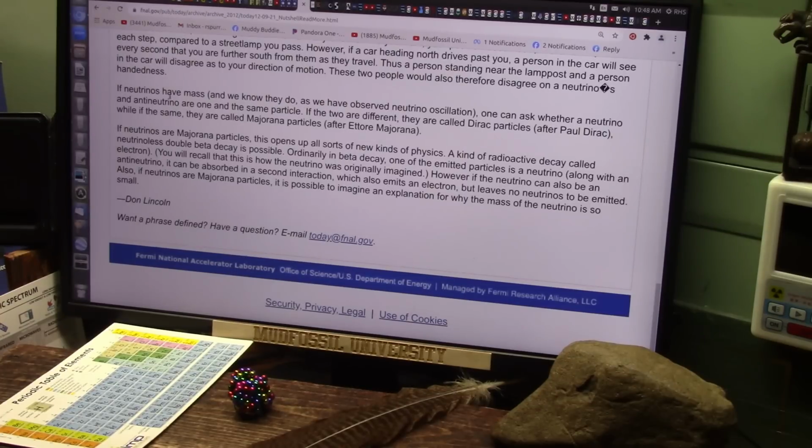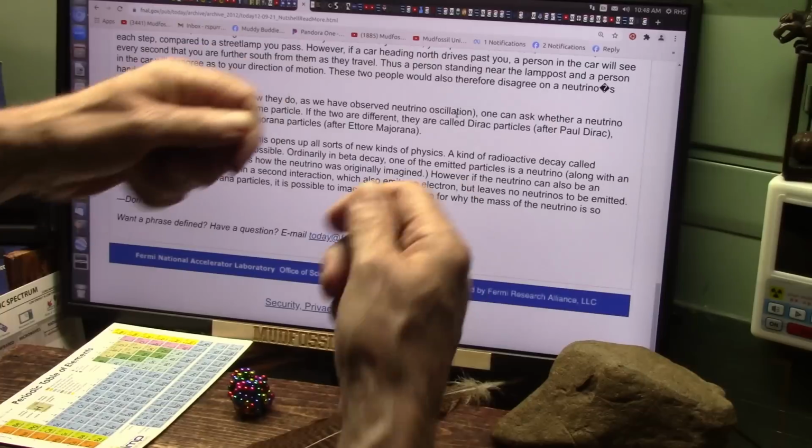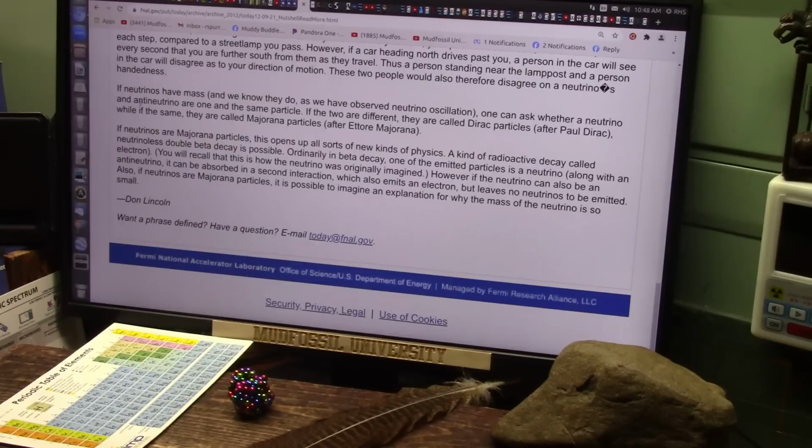Now, he's saying if neutrinos have mass, and he says we know they do, they observe neutrino oscillation, which is that flip in there. One can ask whether a neutrino and anti-neutrino are one and the same particle. Yes, they are. That's the black and the white, the neutrino and anti-neutrino. All right? If the two are different, and they can be separated, they are called Dirac particles. Well, if the same, they are called Majorna particles, which is just that they haven't built up their neutrino-ness yet to become a photon. If neutrinos are Majorna particles, this opens up all sorts of new kind of physics. Yes, a kind of radioactive decay called neutrinoless double decay.